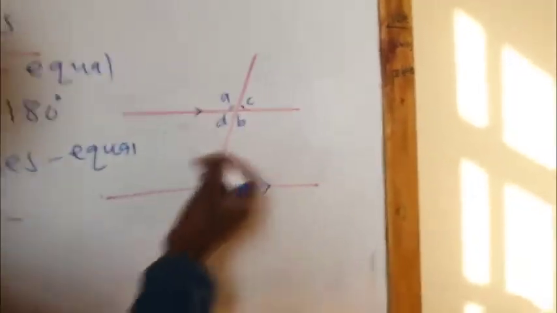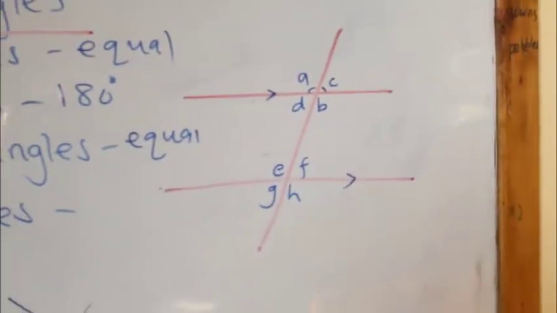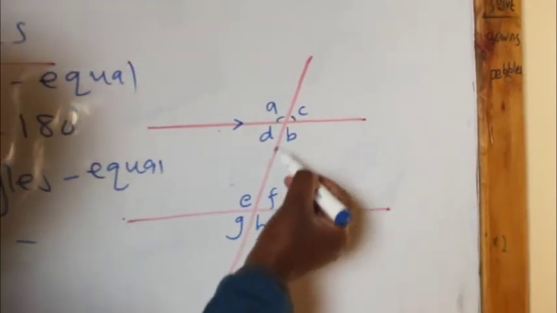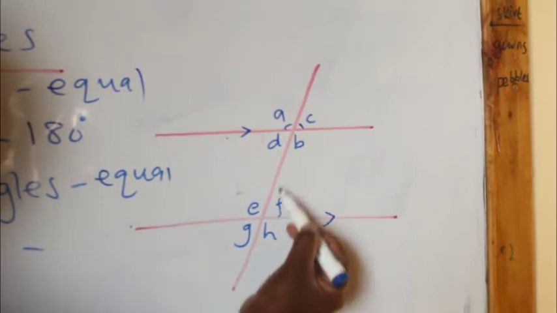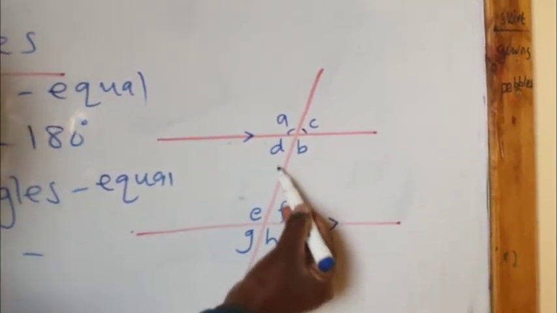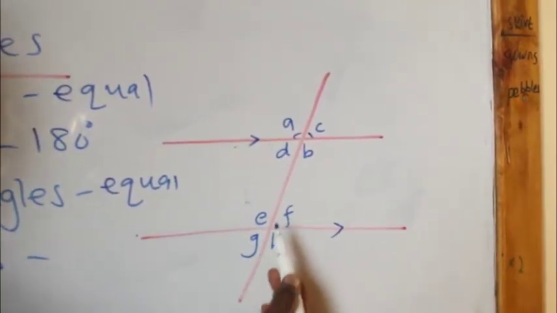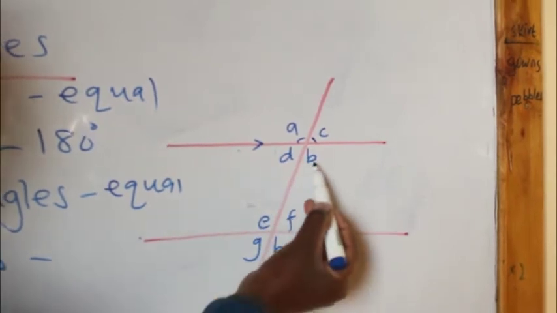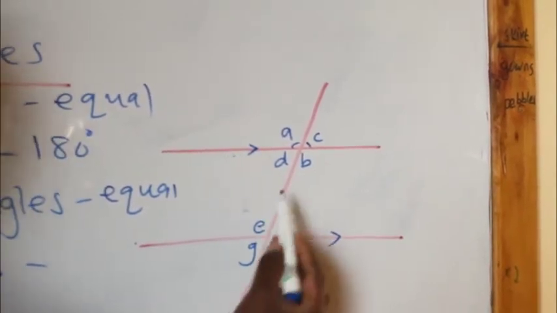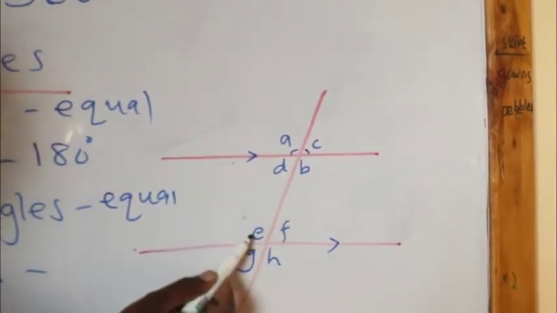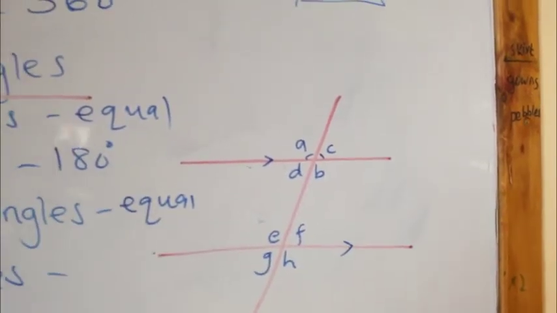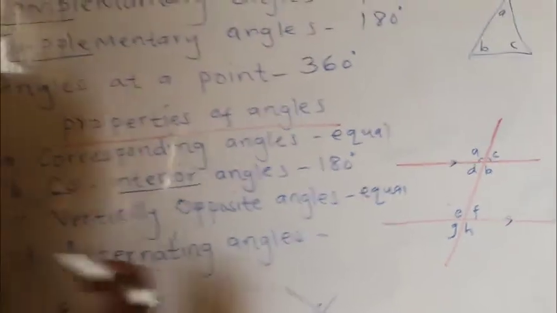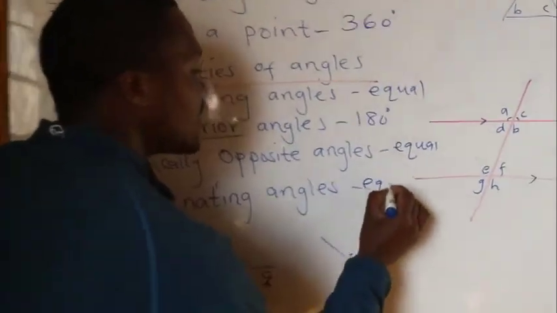So look at this diagram here. How do you know the alternating angles here? Look at this line that is here. So this is D and F. Along this line, you can see D and F are alternating. You can see E and B are alternating. So D and F are alternating, and E and B are alternating angles. We don't have any other alternating angles there. So therefore, alternating angles must be equal.